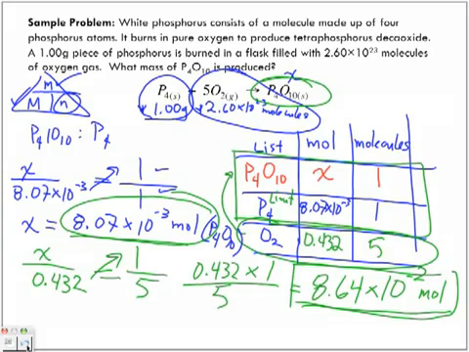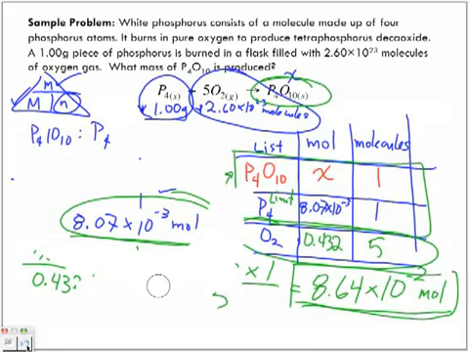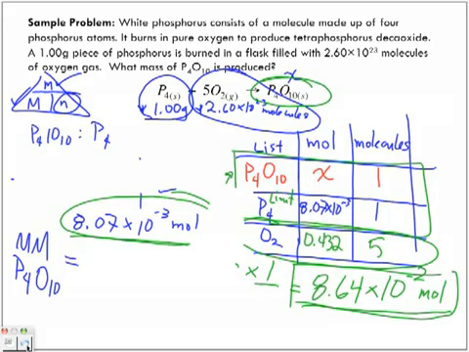We know we're using this amount here, the 8.07, because that's the one that produces the least amount. So that is the number of moles, the least number of moles we can produce with these two reactants. Now, we've got the number of moles. We need to find the molar mass of the P4O10. What's the molar mass? 283.9, okay, and it's grams per mole.